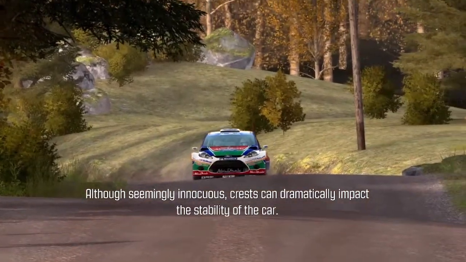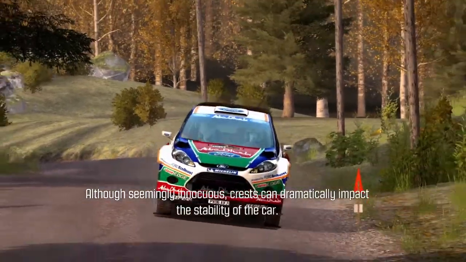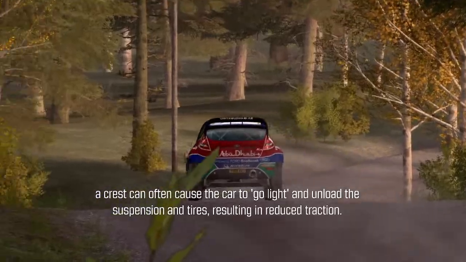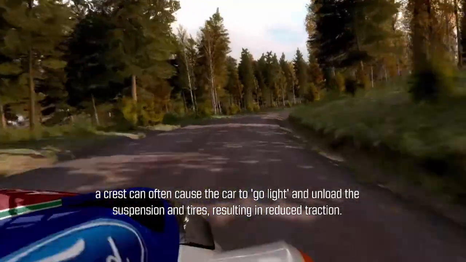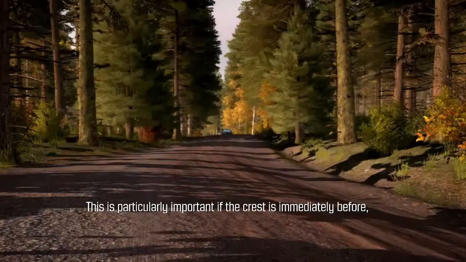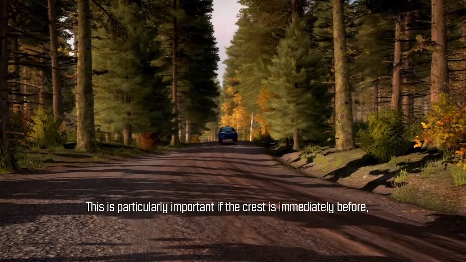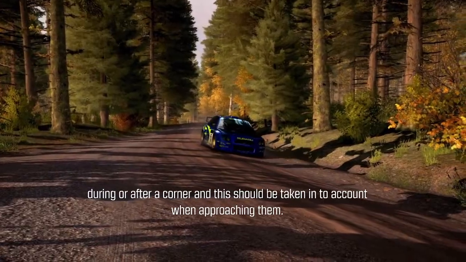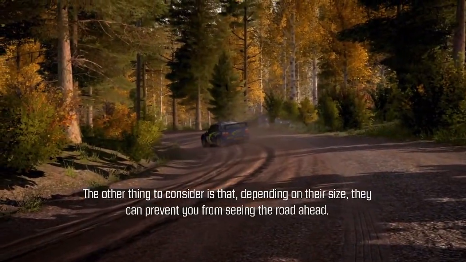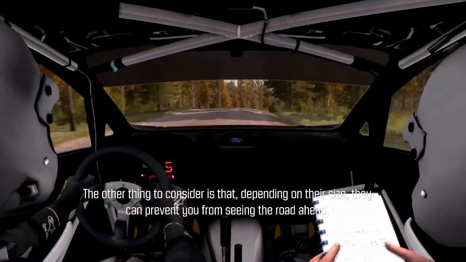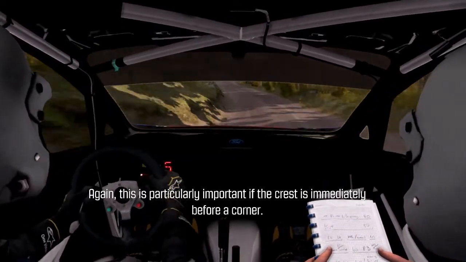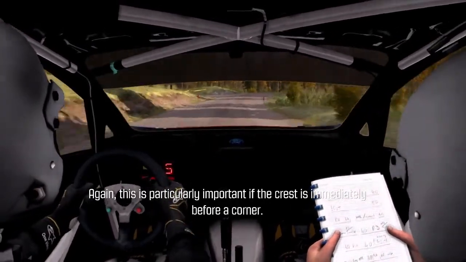Although seemingly innocuous, crests can dramatically impact the stability of the car. Even if the car doesn't leave the ground as it would over a jump, a crest can often cause the car to go light and unload the suspension and tyres, resulting in reduced traction. This is particularly important if the crest is immediately before, during or after a corner, and this should be taken into account when approaching them. The other thing to consider is that depending on their size, they can prevent you from seeing the road ahead. Again, this is particularly important if the crest is immediately before a corner.